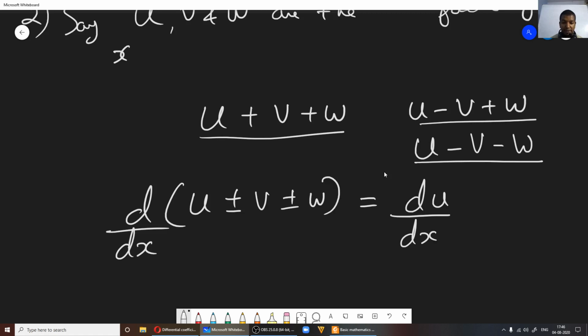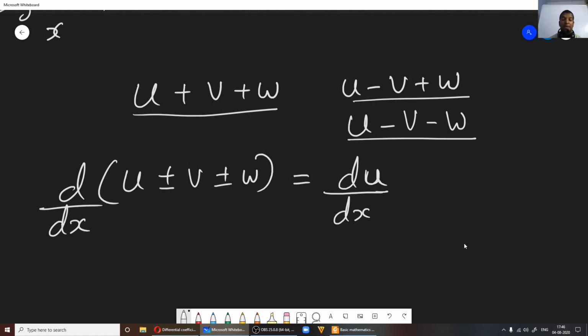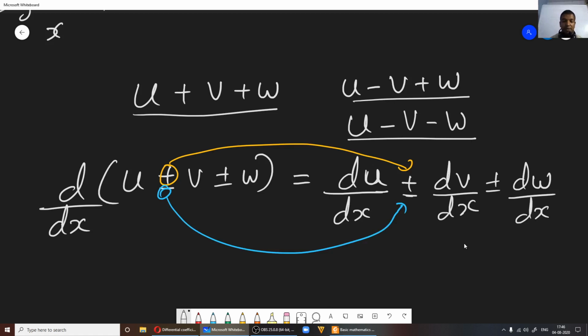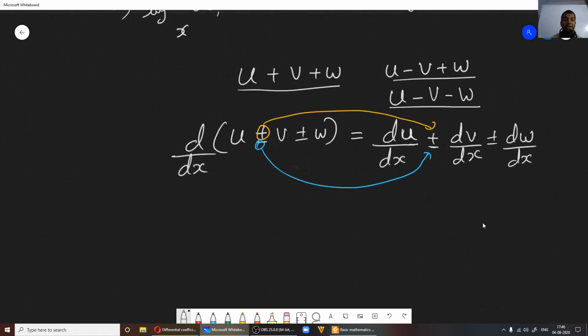That will be individually written as d by dx, or you can say du by dx. Remember u is a function of x, right? Now du by dx plus or minus dv divided by dx. If you have plus here, plus comes into the picture. If you have minus here, minus comes into the picture. That is all, right? Plus or minus dw by dx. So let us take an example. Here, if you have two functions of x, you can write examples.